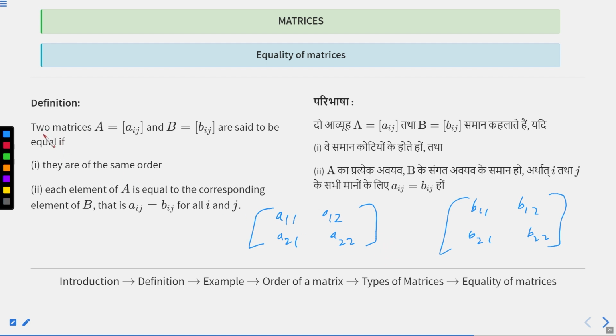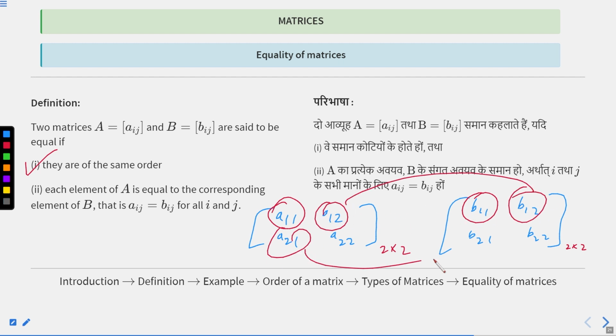So we say that two matrices are equal if the first thing is that they must be of the same order. The number of rows must be the same in both matrices, and the number of columns must be the same in both matrices. As you can see, 2 cross 2, 2 cross 2. Now the first row, first column position must be the same as the first row, first column position in the other matrix. This position must be the same as this, this entry must be the same as this, and this entry must be the same as this. Then you can say that your given matrices are equal to each other.